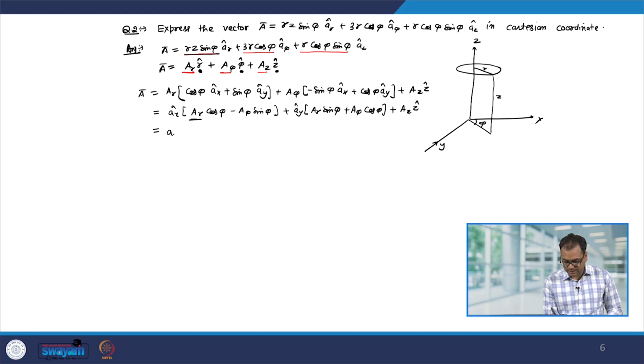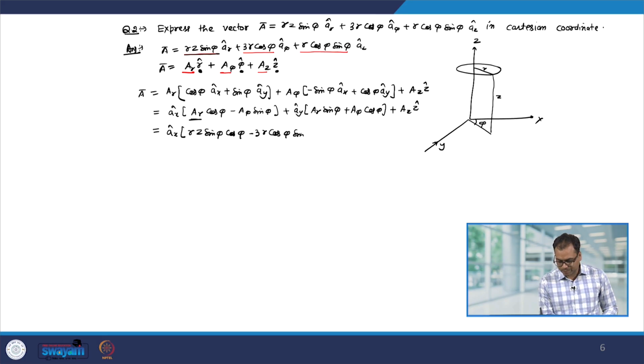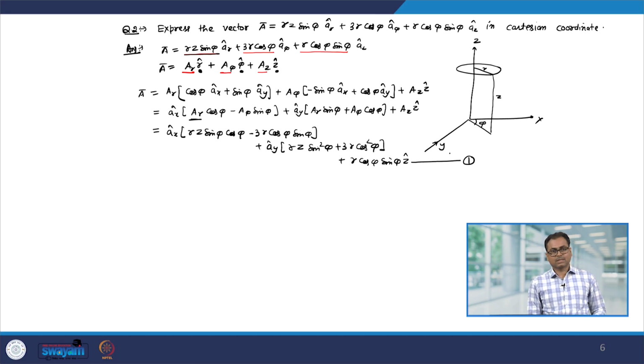Therefore, I can write it as ax cap (rz sin phi cos phi minus a phi, which is also known, it is 3r cos phi). So, this will be minus 3r cos phi sin phi, plus ay cap (rz sin square phi plus 3r cos square phi), plus az is r cos phi sin phi z cap. Let us call this equation number 1.